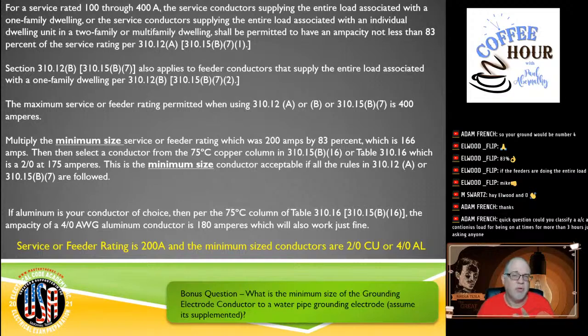So where would I go? 250.66, right? Let's do it. Might as well do it while we're here. Let's finish this out. 250.66, grounding electrode conductor. That's what we're being asked. We're going to go down the left side, we'll assume copper, and in this case it was 2/0. Between 2/0 and 3/0, it looks like it's a 4. So it is indeed a 4 AWG, and I think that's what you're asking, Adam. That 4 AWG is what we would run to that water pipe ground.